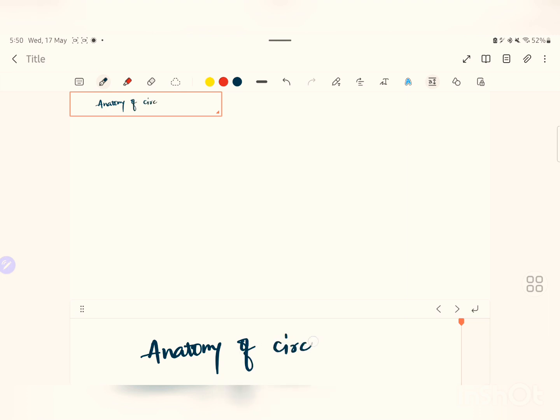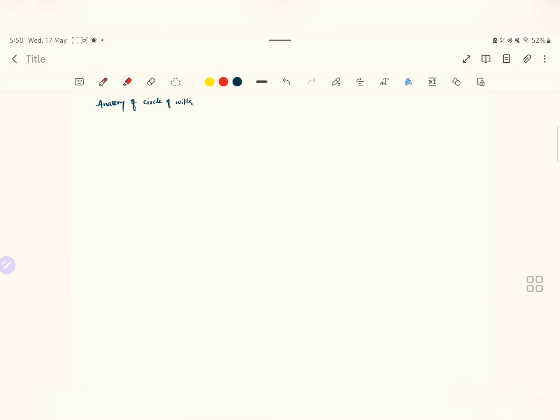Today we are going to learn the anatomy of circle of Willis and its importance. So let's start. First we will draw the diagram of circle of Willis.